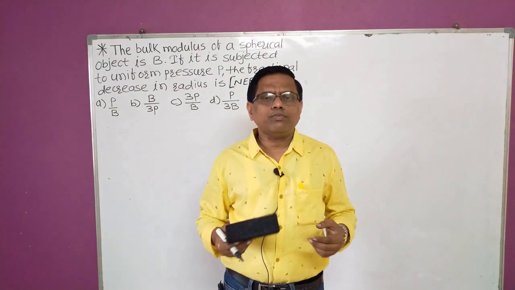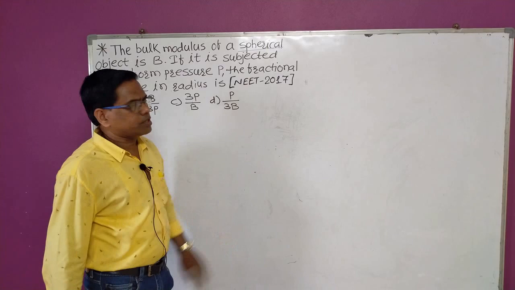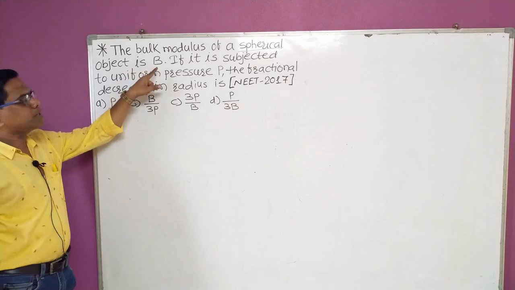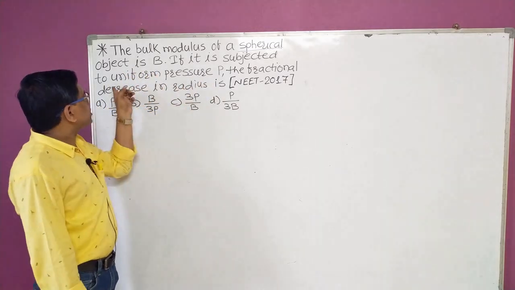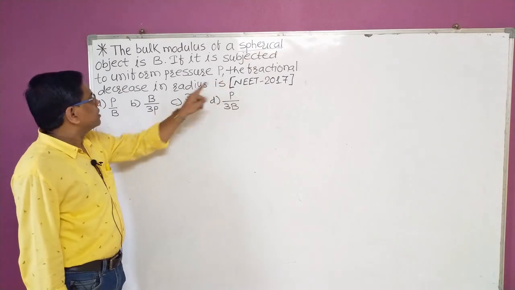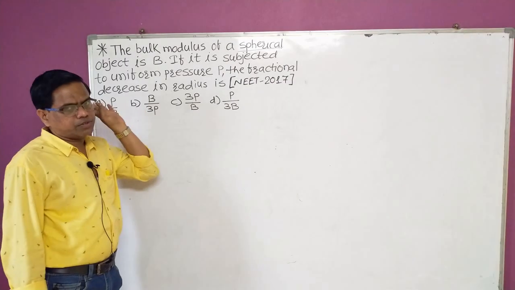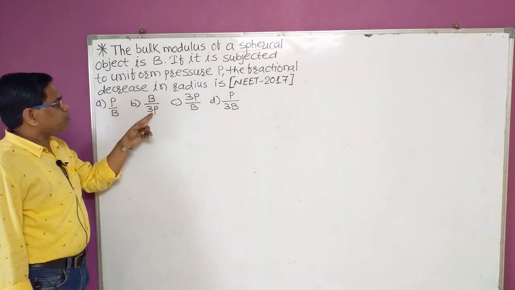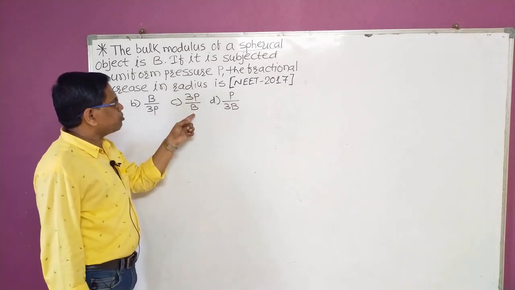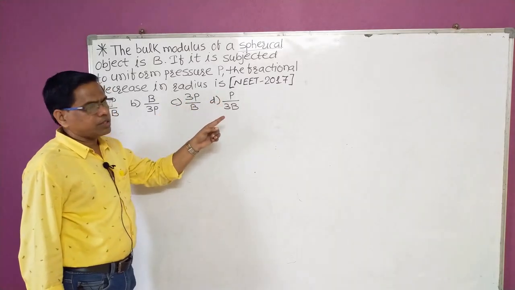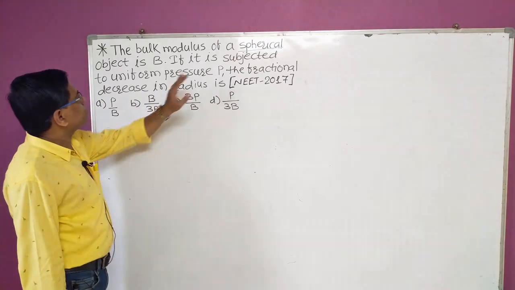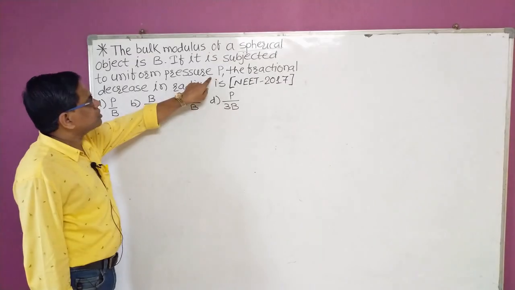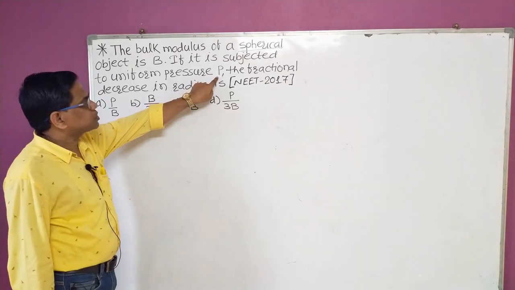So now we will solve one more MCQ from the examination NEET 2017. It is given that the bulk modulus of a spherical object is B. If it is subjected to uniform pressure P, the fractional decrease in radius is, and the options are first P upon B, second B upon 3P, third 3P upon B, and last is P upon 3B. So we are given that the object is spherical, its bulk modulus is B, and the bulk stress acting on it is pressure, which is equal to P.